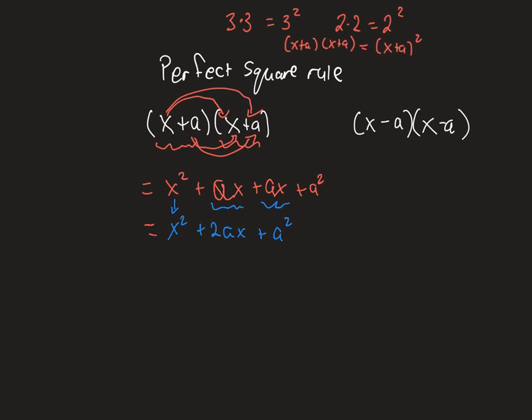So, what am I noticing here? Well, I'm noticing that my first term is getting squared. My second term is also getting squared. And for my middle, it happens to be the multiplication of my 2 terms and 2. Let's see whether that works here as well.